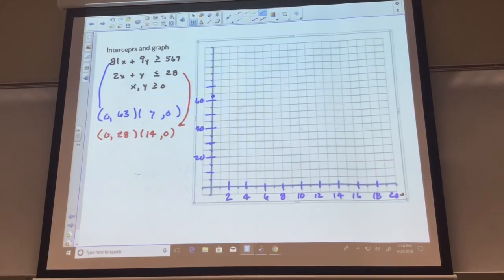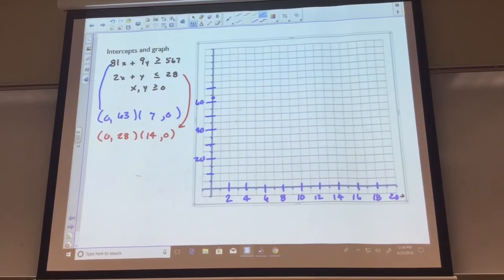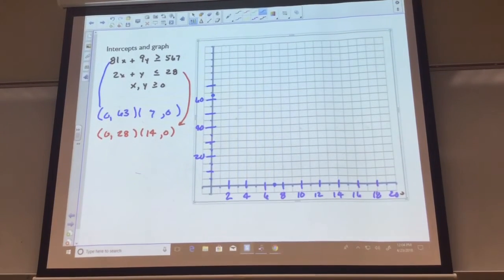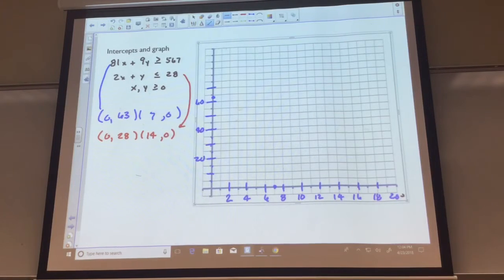Agree? Connects to 7 and 0. A lot easier to graph, wasn't it? So that has to be a line, and I want that line to be blue in color. So there's my first line.